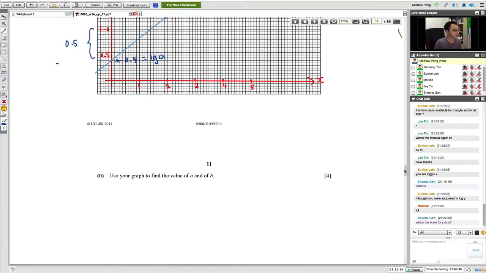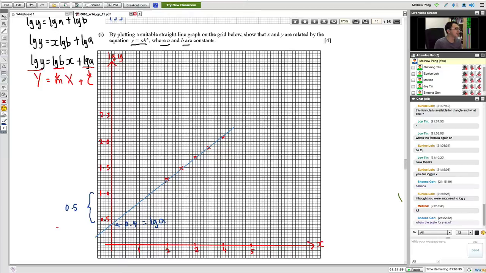Okay, we have to find B. Log B is the gradient, right? So we have to find the gradient using any 2 points. So I'll use any 2 points which are on the line here. I will actually form the right triangle to show that I use these 2 points.